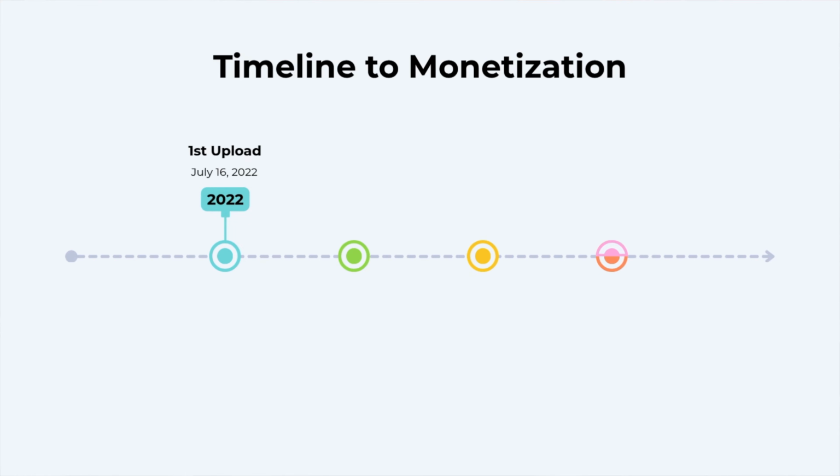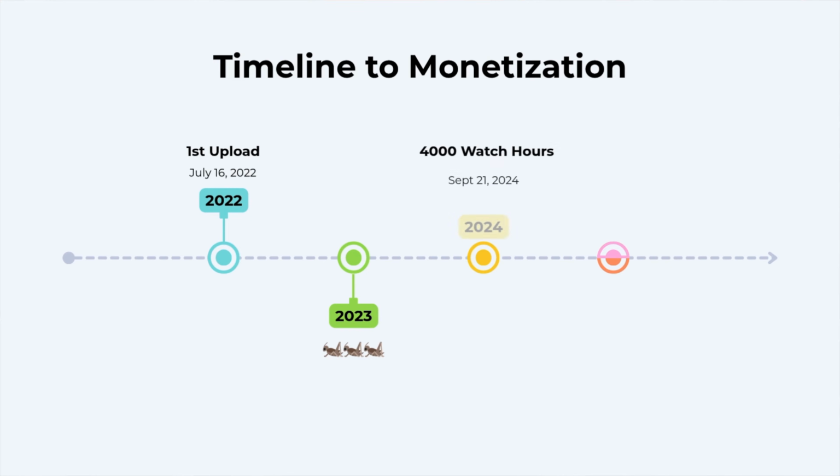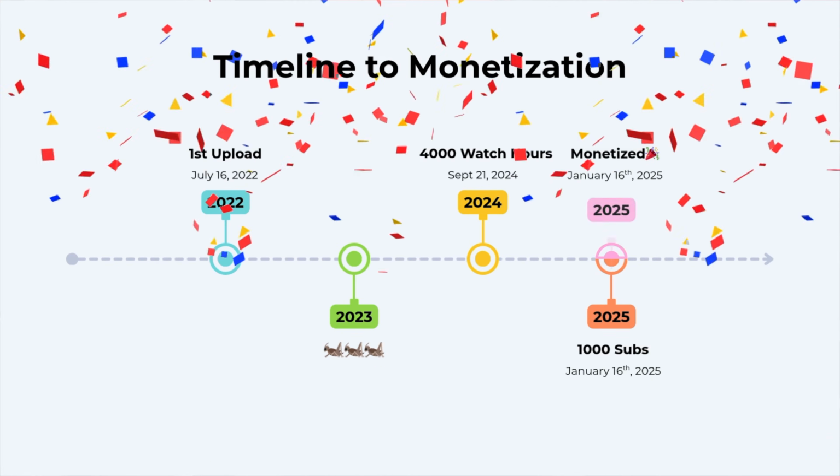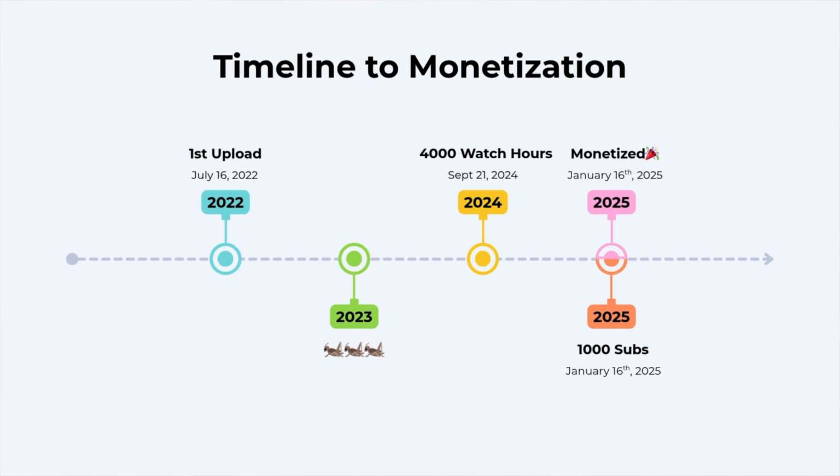Some channels hit monetization pretty quickly. Ours was more of a slow burn that added up over the course of many uploads rather than one viral hit. We posted 52 long-form videos before monetization. Our first upload was on July 16th of 2022. We reached 4,000 public watch hours on September 21st of 2024. We finally hit 1,000 subscribers on January 16th of 2025, and we were monetization approved on January 16th of 2025.